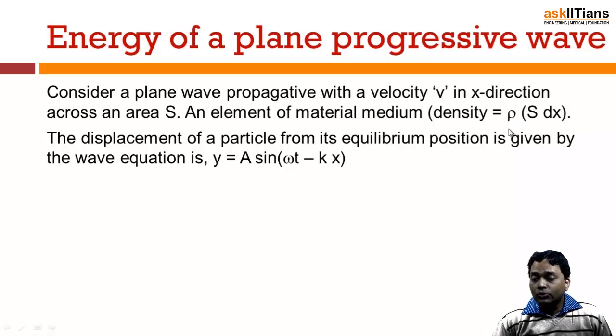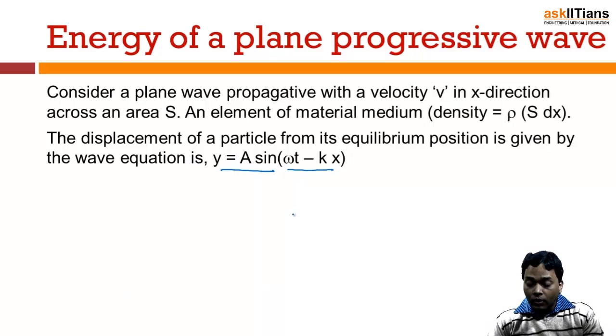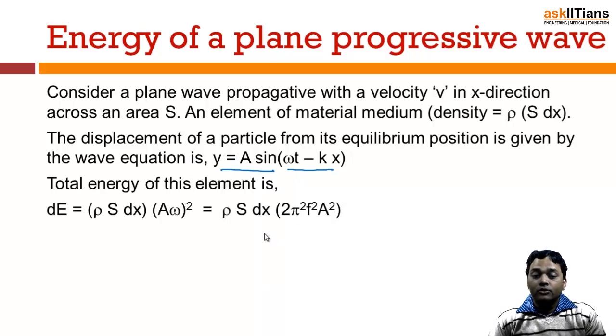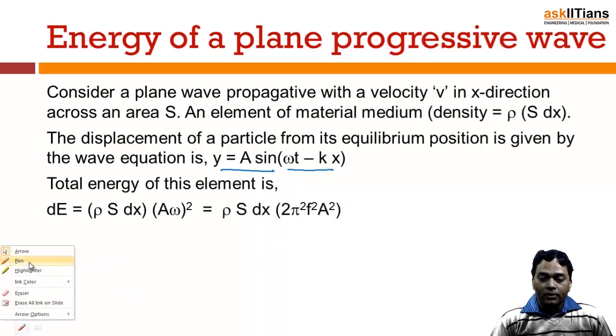So density is equal to rho, and that has to be multiplied with the area. S is the area of cross section, dx is the small displacement. As a result, if you want to write it down further, we'll say y equals a sin(omega t minus kx), which we already know. Therefore, what is going to be the total energy? We can find out the total energy.